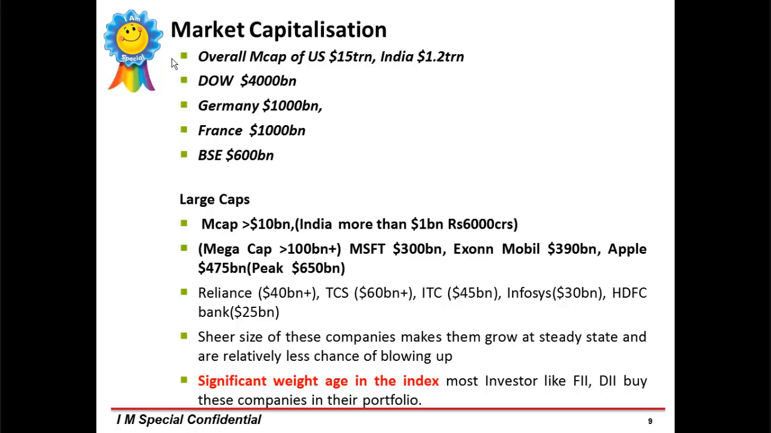These carry a significant weightage in the index. A stock like Reliance would carry, I believe, now 8 to 9%. Similarly, a stock like Infosys will carry around 8 to 9% weightage in the index. As these carry significant weight in the index, most investors have to buy these stocks. FIIs, DIIs buy these companies in their portfolio. See, all these large institutions generally benchmark their portfolio with the index. So any stock which is present in the index, they are forced to buy it.